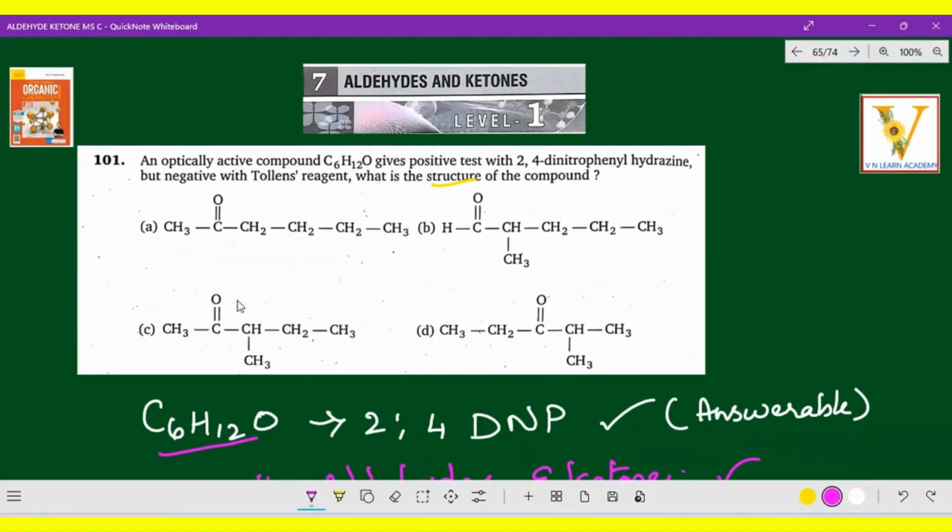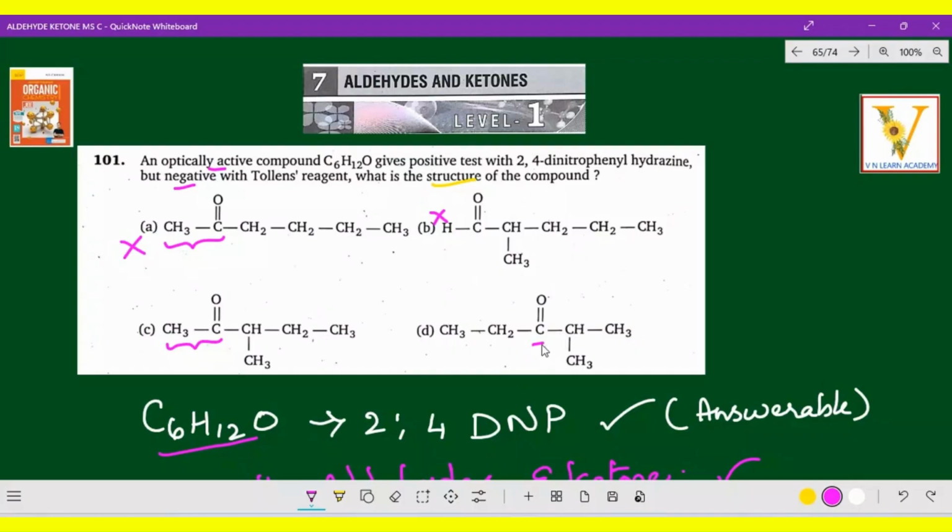Now everywhere the methyl keto group is available. Here it is an aldehyde, so it will not be possible, because Tollens reagent will be answerable for only aldehyde, but here it is negative for aldehyde. Tollens reagent does not react with keto group. And here also there is a methyl keto group, that is the main thing. The second point they mentioned very keenly is an optically active compound, which means 4 different groups or atoms must be attached. Here there are no 4 different groups, so this will not be possible. Of course, B is not possible.